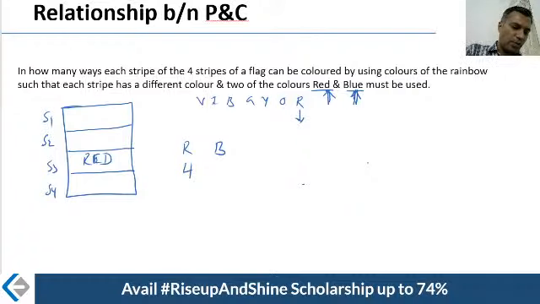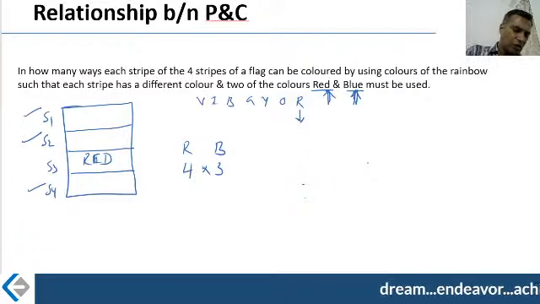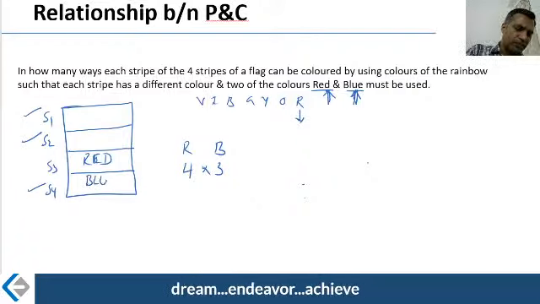Blue can be used in how many ways? The remaining 3 ways. Either stripe 1 can be blue, stripe 2 can be blue, or stripe 4 can be blue. Say that stripe 4 is blue. No problem, it's a dummy here. You can write blue anywhere there.